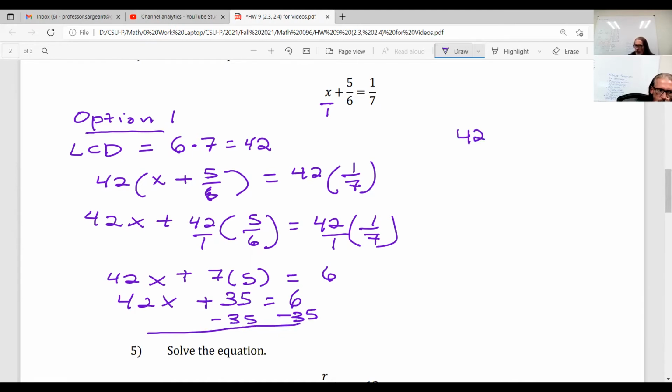42x equals, now 6 minus 35. Pretty sure that's a negative 29. Thinking for a moment to be extra sure here. It's definitely going to be negative because I'm subtracting a smaller absolute value minus a larger. Should be right. Okay. Divide both sides by 42 to finish this off.